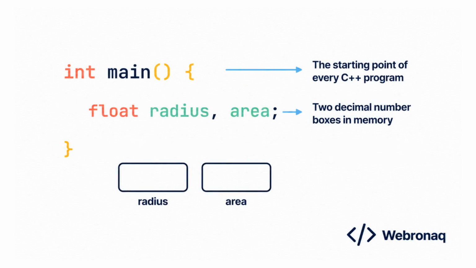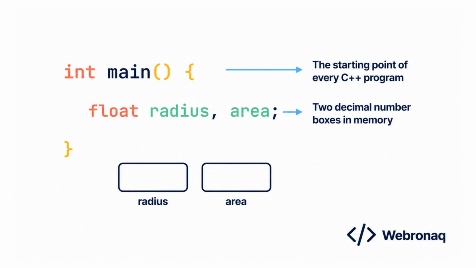Now look at this. We have the main function, and inside it, we're declaring two variables, radius and area, both of type float. The int main part is the entry point. When you run a C++ program, the operating system looks for a function called main, and starts executing from there. Everything happens inside those curly braces. The int in front of main just means this function will eventually return an integer back to the operating system to signal whether things went well or not.